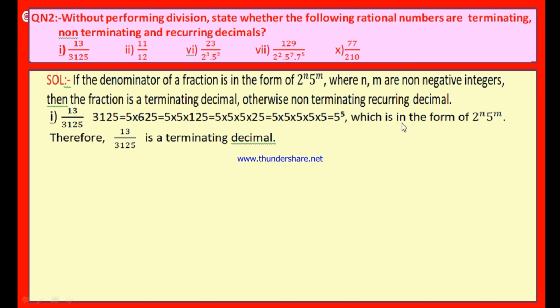Denominator is in the form of 2 power n into 5 power m. Since it is in the form of 2 power n into 5 power m, the given fraction is a terminating decimal.